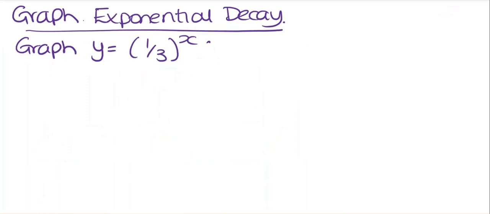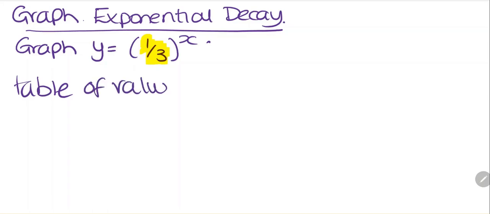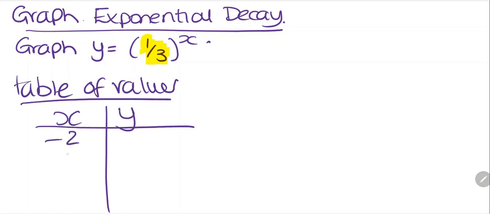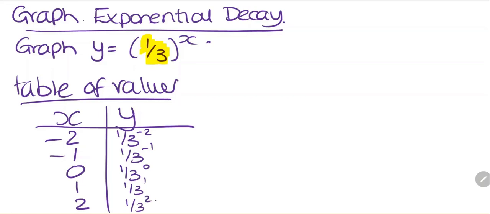Okay, so this time we've got graph exponential decay. So this here is less than 1, so it's a fraction. So we're going to create a table of values and we'll look at the difference. So our table of values, x and y, and we're going to use -2, -1, 0, 1 and 2. So we're going to have a third to -2, a third to the -1, a third to 0, a third to 1 and a third to the power 2.